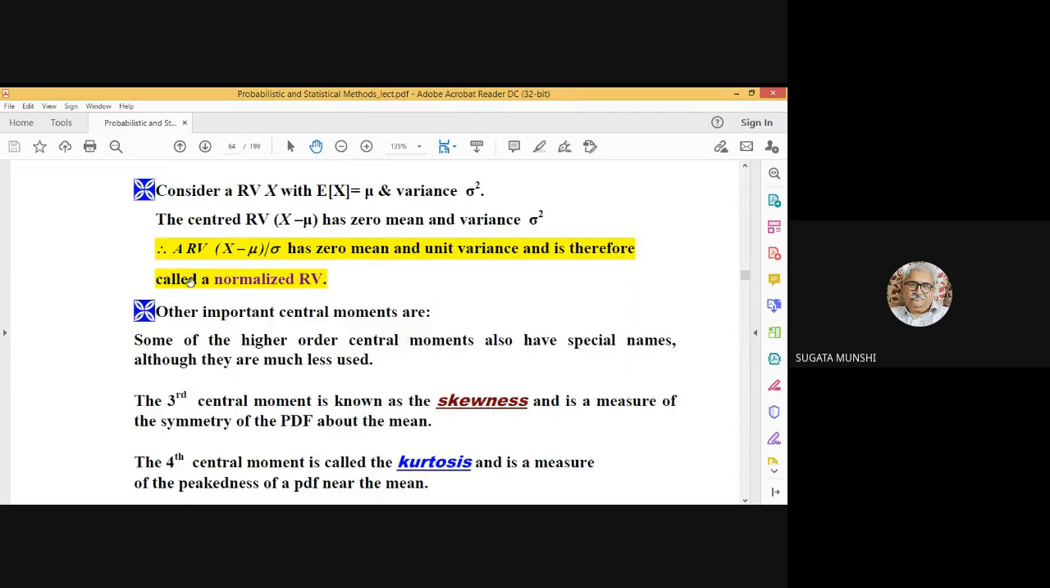The third central moment is known as skewness, and it is a measure of the symmetry of the probability density function about the mean. The fourth central moment is called kurtosis. So this is actually a measure of how peaky the PDF is near its mean. So a measure of the symmetry and a measure of the peakiness.